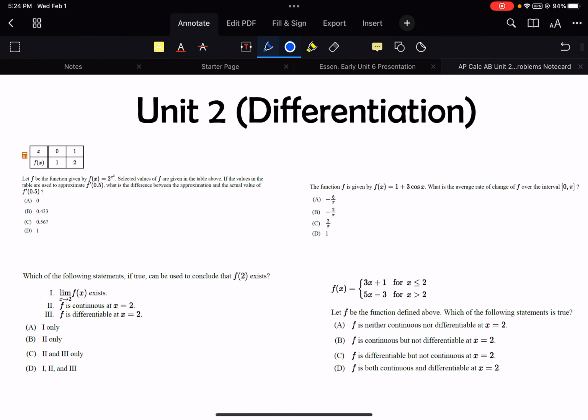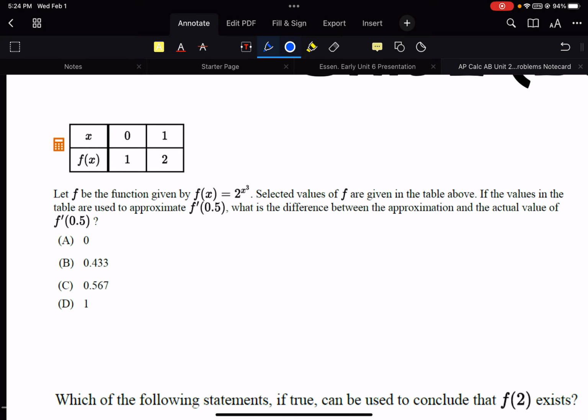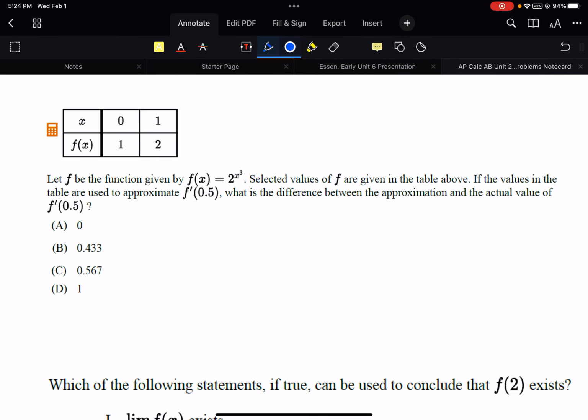Alright, in this video we're going to review Unit 2, which is about differentiation. So when we first got introduced to derivatives and instantaneous rates of change. Let's start by looking at some multiple choice questions. So our first question is a calculator question, so make sure you've got your calculator nearby.